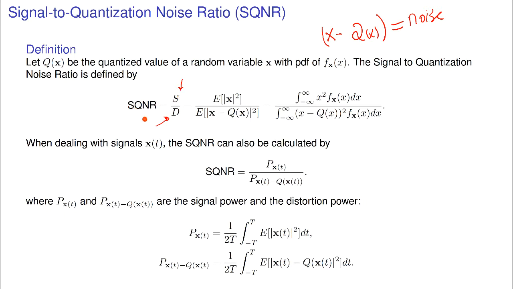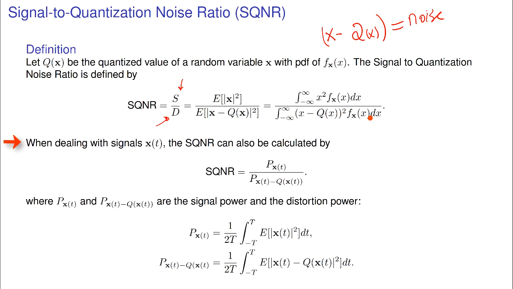So if this number is very large, that means that the power of noise is negligible compared to the power of the signal. But if it is not large enough, then you will have trouble. So the expected value of x squared is basically equal to the integral of x squared f(x) dx, and a similar expression you can write for the expected value of the denominator.